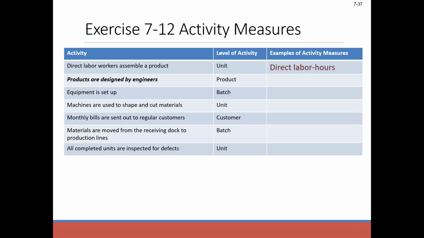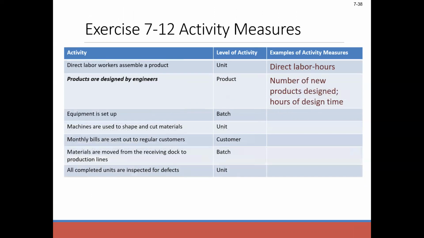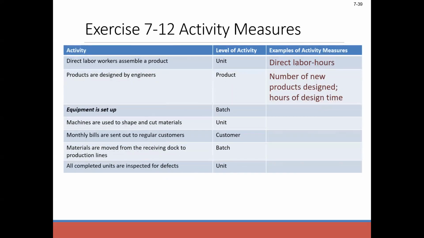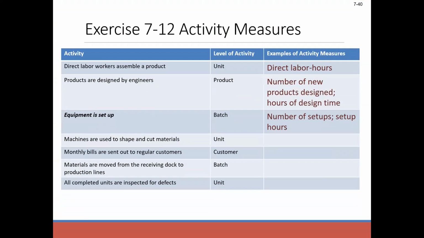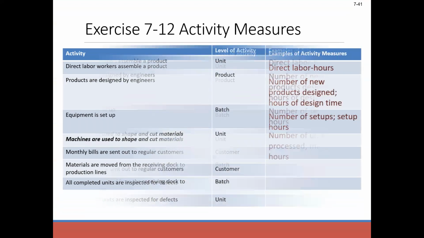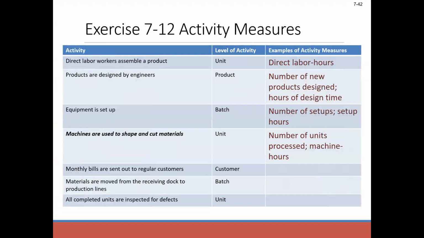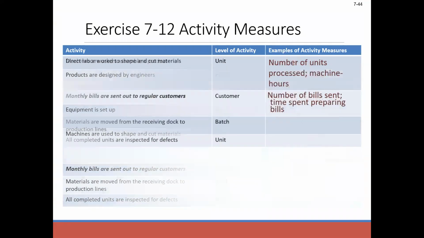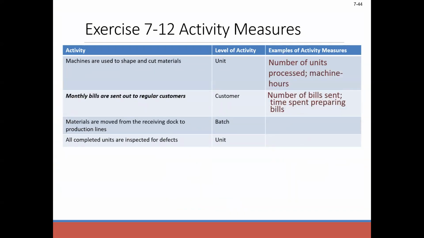Here, products are designed by engineers. We could measure it by number of new products designed or hours of design time. Next, equipment is set up. Numbers of setups, setup hours. Next, machines are used to shape and cut materials. Numbers of units processed and machine hours. Monthly bills are sent out to regular customers. Maybe the number of bills sent and the time preparing those bills.